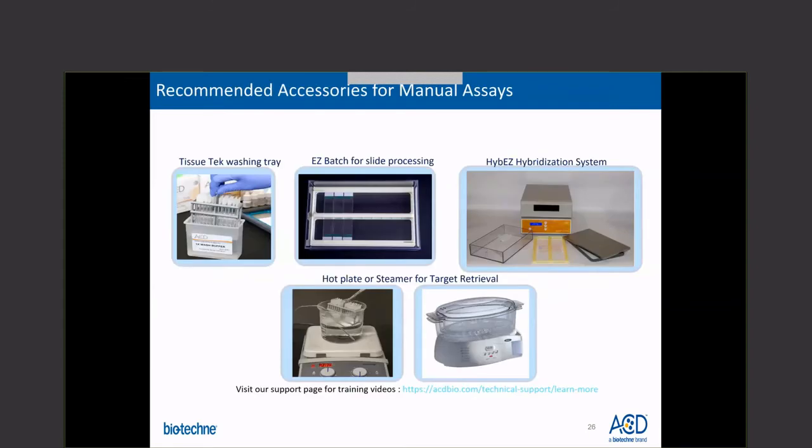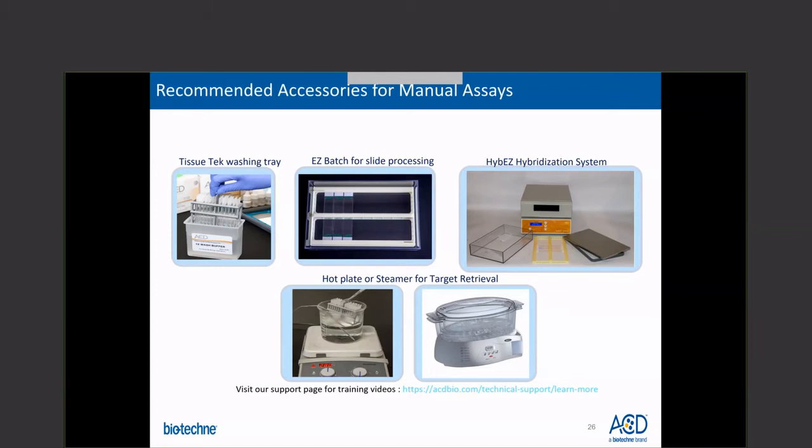Shown here are some recommended accessories required for running the manual RNAscope and BaseScope assays. At the top left are the two options for washing and handling slides. You may use either the TissueTek wash tray, common in most labs, or you can use our EasyBatch slide processing system, which was designed to streamline the RNAscope and BaseScope assays and save handling time when working with a large number of samples. The HybEZ hybridization system to the right is designed to maintain the required temperature and humidity to ensure optimum and consistent RNAscope and BaseScope staining.